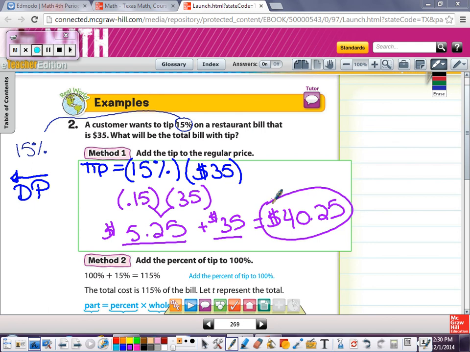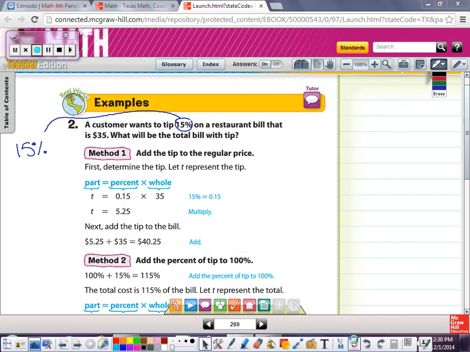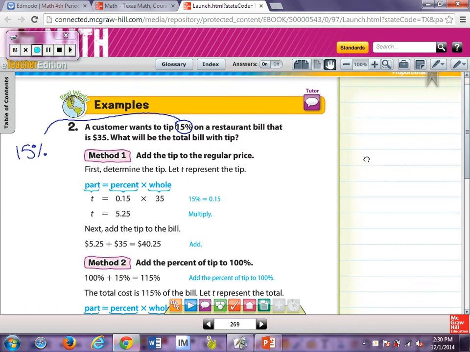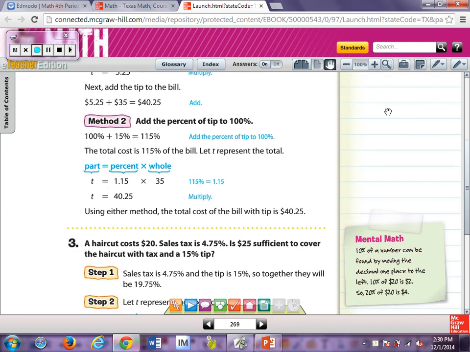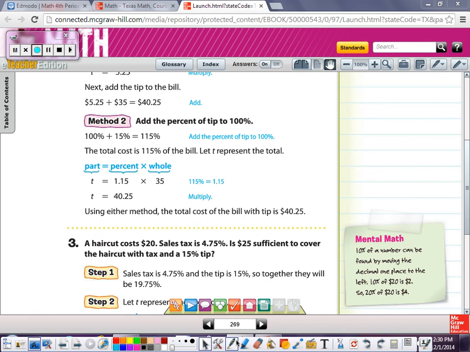Now let's go ahead and try the same thing with the other method. So I'm going to go ahead and erase this now, clear everything off the screen, and scroll down so we can see how to do the next one. Add the percent of a tip to 100%.